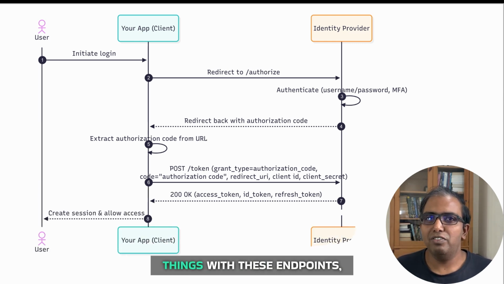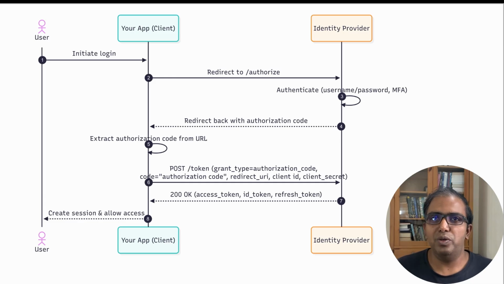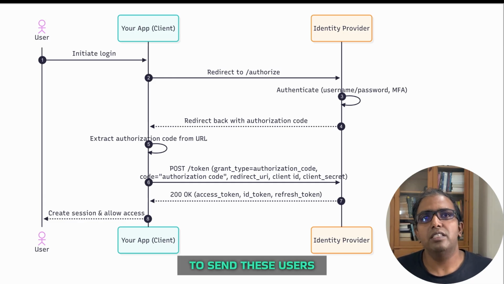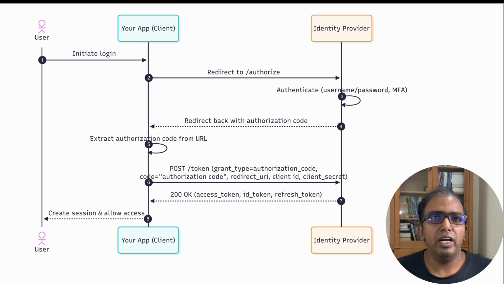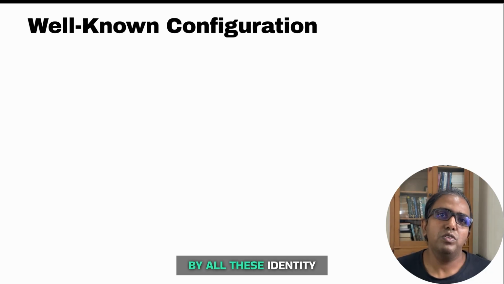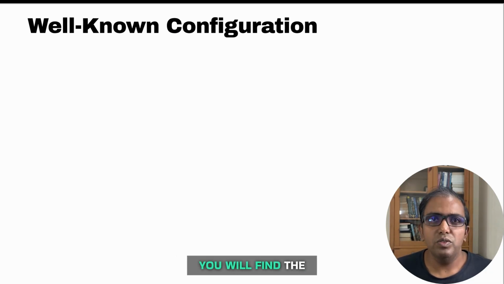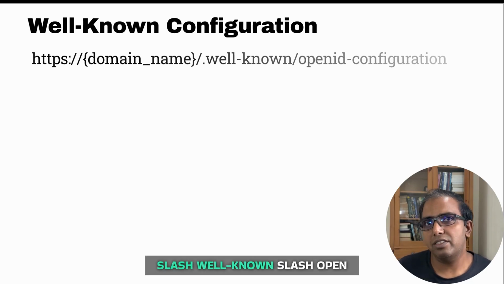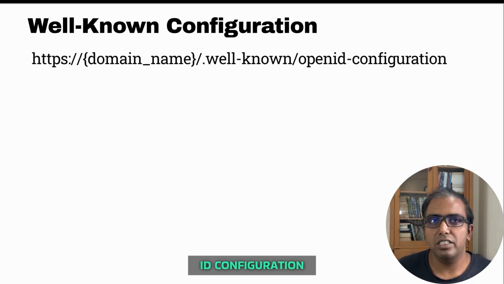That may sound like a lot of new things with these endpoints, codes, and tokens. Also, you must be wondering, how does my app even know where to send these users to log in? Or where do I exchange these codes for tokens? Let's thank something called the well-known configuration. It's a special JSON document exposed by all these identity providers. You will find the URL to this document something like domain name /.well-known/openid-configuration.